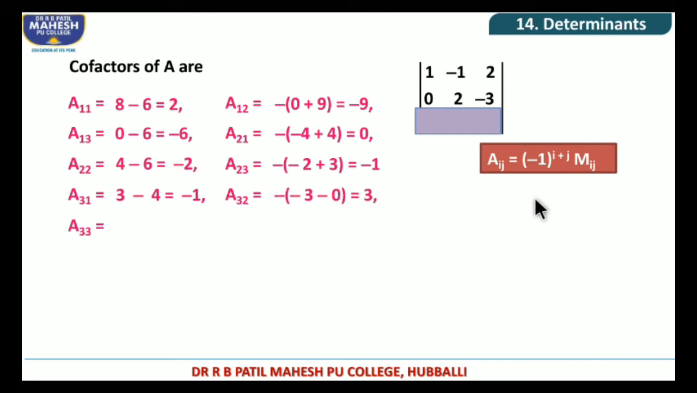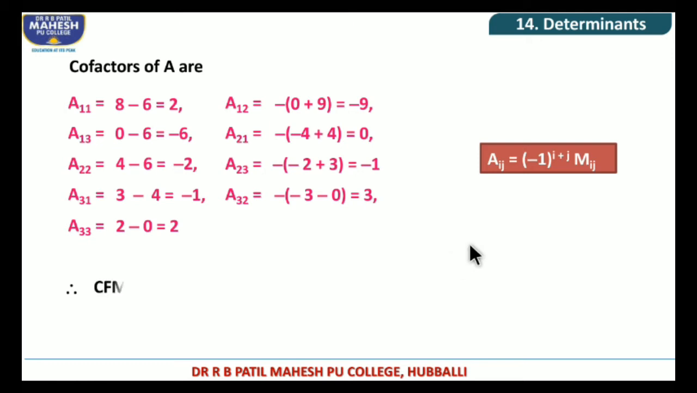Next capital A33, the cofactor of that last element. For that we have to delete the third row and third column. We have the value of this remaining determinant is 1 into 2 is 2, minus 0, therefore 2 minus 0 is 2. So already we got the value of all the cofactors, therefore the cofactor matrix is equal to the matrix which contains 2, minus 9, minus 6, 0, minus 2, minus 1, minus 1, 3, 2.